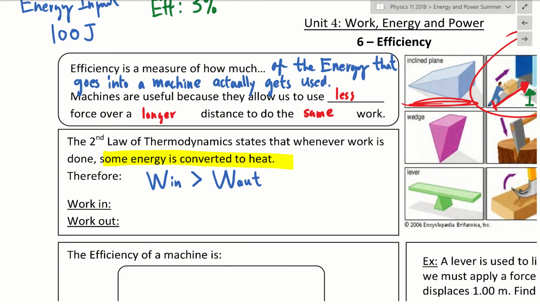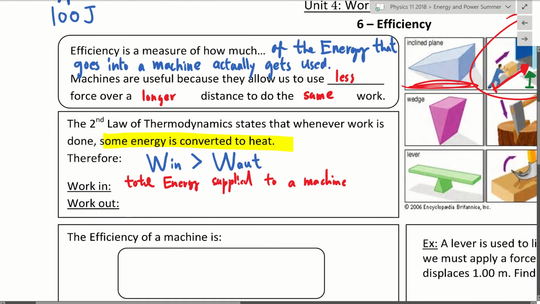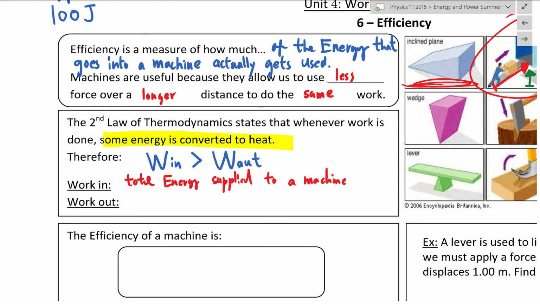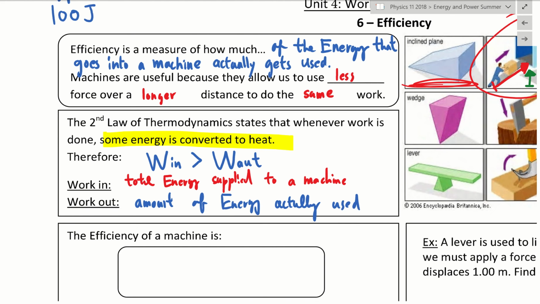So the work input is the total energy supplied to a machine. How much electricity are you putting in, or how much energy are you putting in to begin with for the machine to actually work? The work output is the amount of energy actually used. So the amount of energy that the machine can actually use and actually make what you wanted to happen for you.